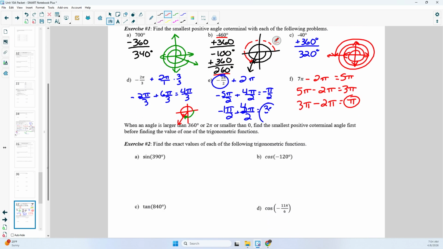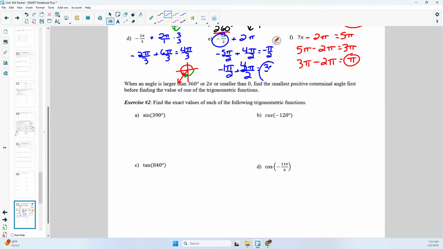So how are we going to use this? Really, we're just working on finding the trig functions from these larger angles. So if I see something that's either bigger than 360 or 2 pi, or negative, I first want to find a coterminal angle before I start working on the trig function. So I see 390. I kind of have an idea of where that is, but the first thing I'm going to do is find that smaller coterminal angle.